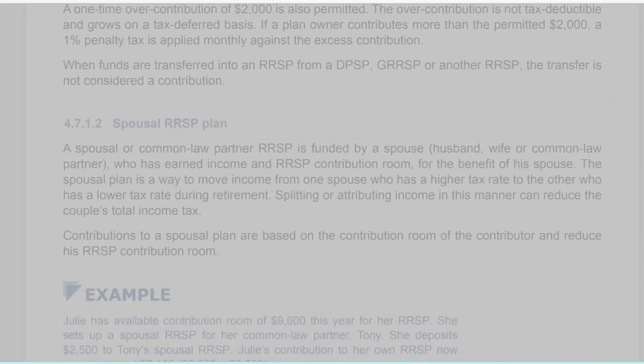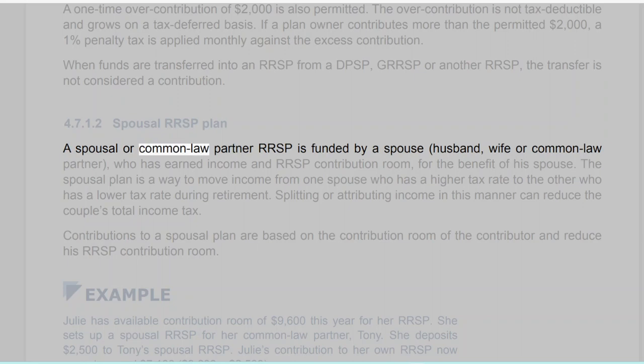A one-time overcontribution of $2,000 is also permitted. The overcontribution is not tax-deductible and grows on a tax-deferred basis. If a plan owner contributes more than the permitted $2,000, a 1% penalty tax is applied monthly against the excess contribution. When funds are transferred into an RRSP from a DPSP, GRRSP, or another RRSP, the transfer is not considered a contribution.